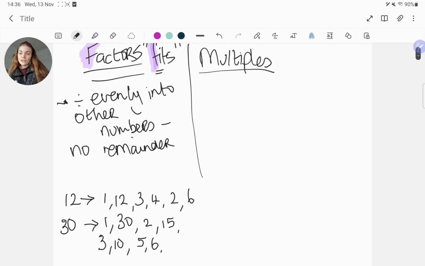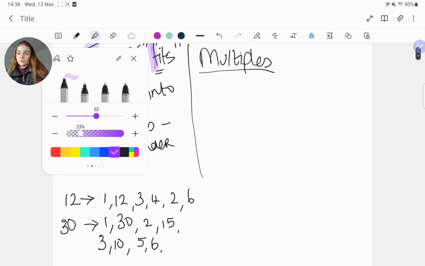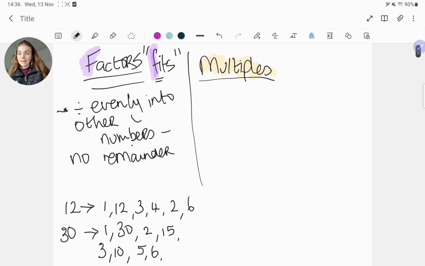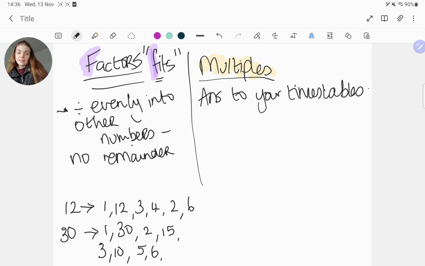The next one to look at is multiples. Multiples are the answers to our times tables. I sometimes say to kids, remember M for multiple, M for massive. Multiples tend to be big numbers. So these are the answers to your times tables, and these tend to be bigger numbers.